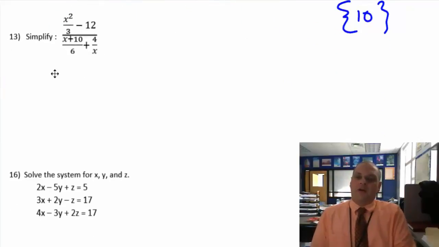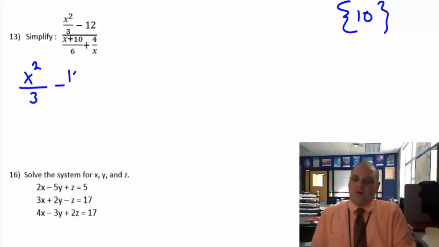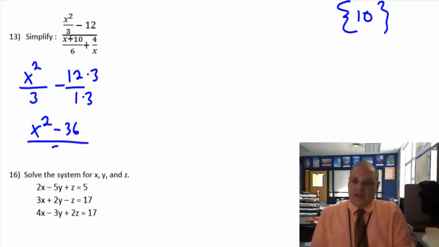Nice review problem here. So you have to do x squared over 3 minus 12 over 1. Get those to be one fraction. Times 3 over 3. x squared minus 36 over 3. Okay, that's good. Now this one I have, just going to do it over here, change colors. x plus 10.